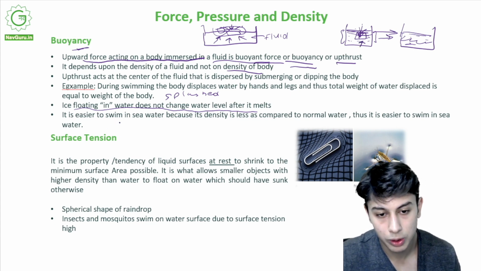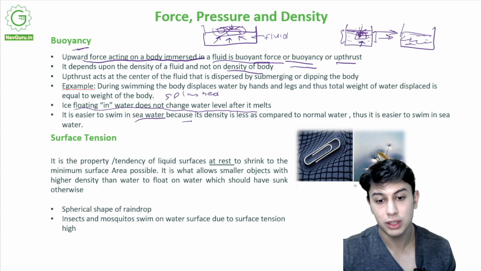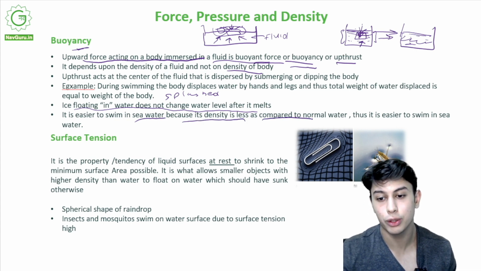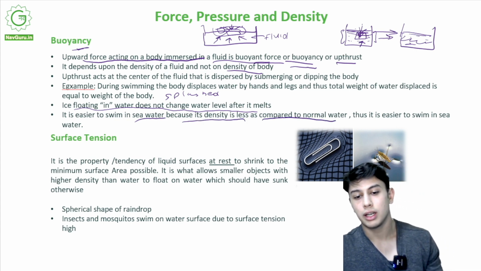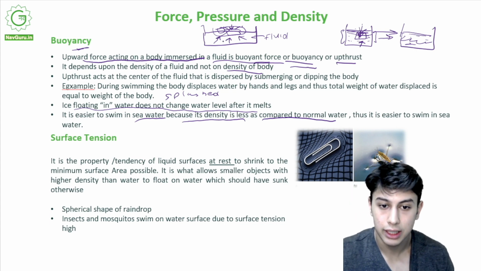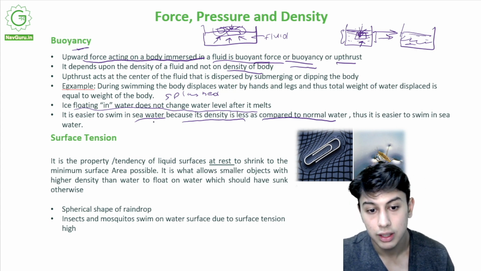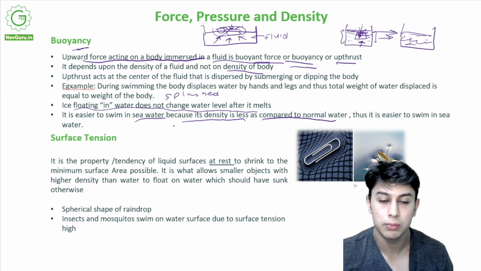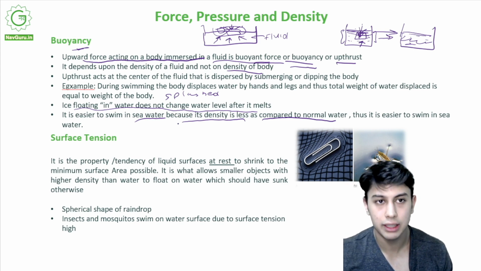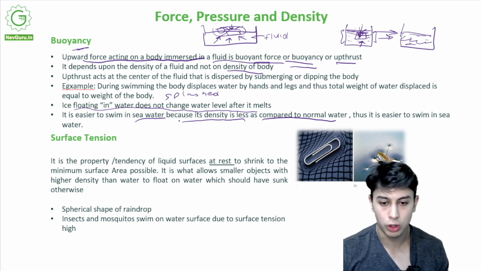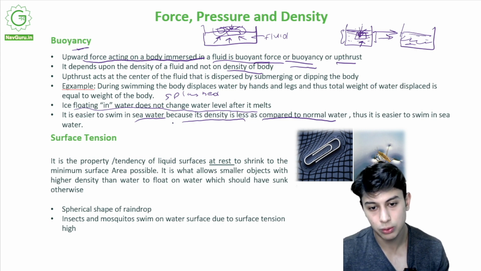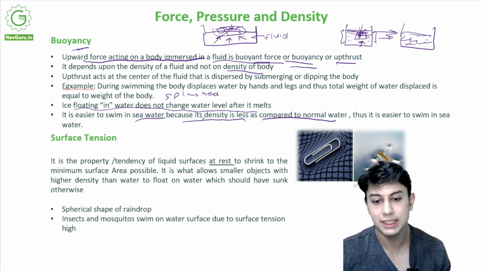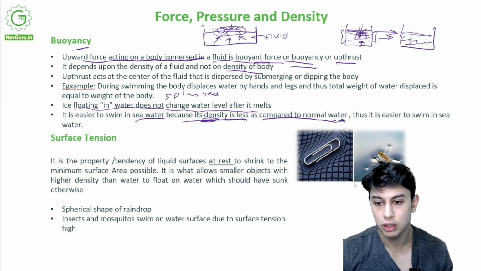It is easier to swim in sea water because its density is less as compared to normal water. Like I said, it is based on density. As compared to normal water, you will be easily swimming in sea water. Why? Because its density is less. Thus, it is easier to swim in sea water. Always remember this. This is a one marker.